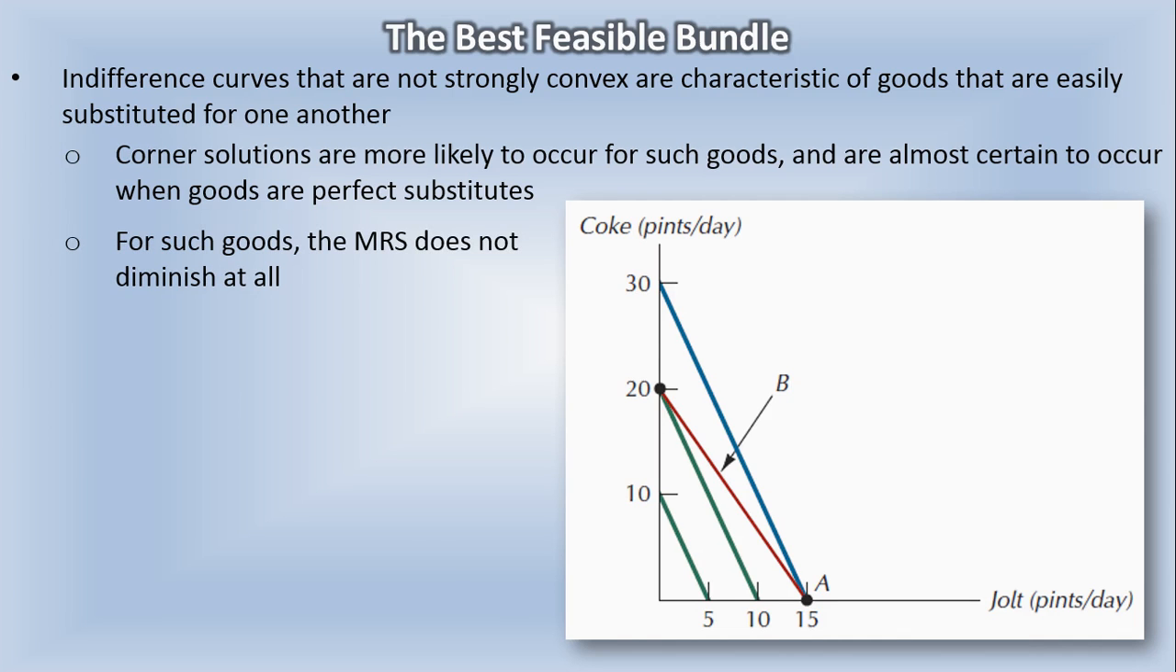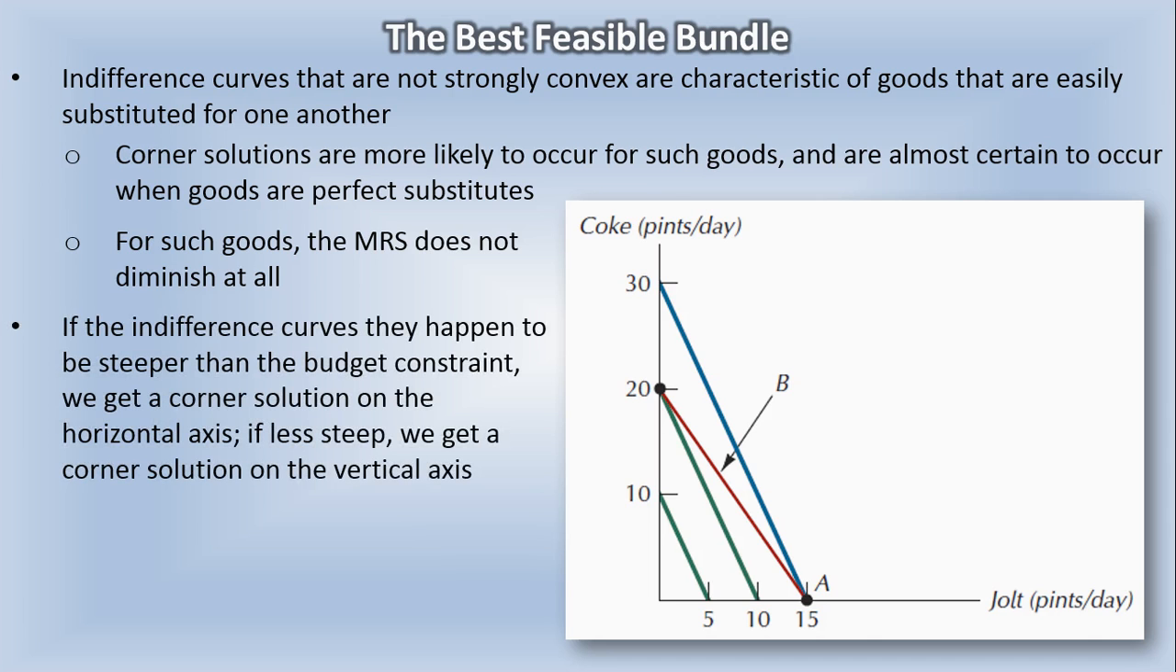So for such goods, the marginal rate of substitution does not diminish at all. It is constant. If the indifference curves happen to be steeper than the budget constraint, we get a corner solution on the horizontal axis, as we see here. And if the indifference curves are less steep, we get a corner solution on the vertical axis, as we saw on that other one.